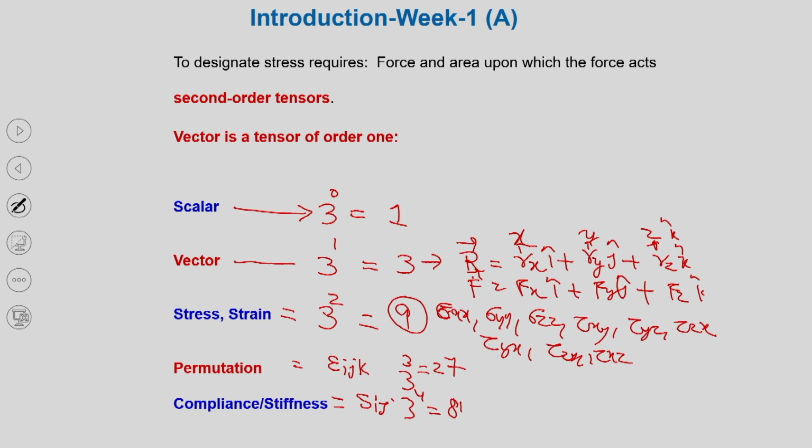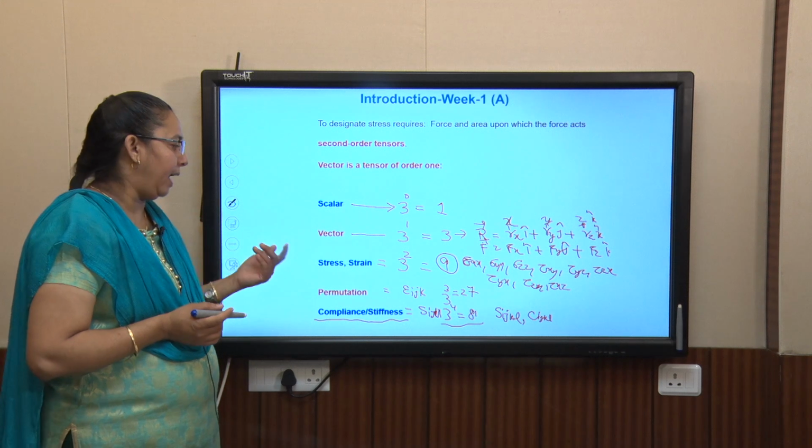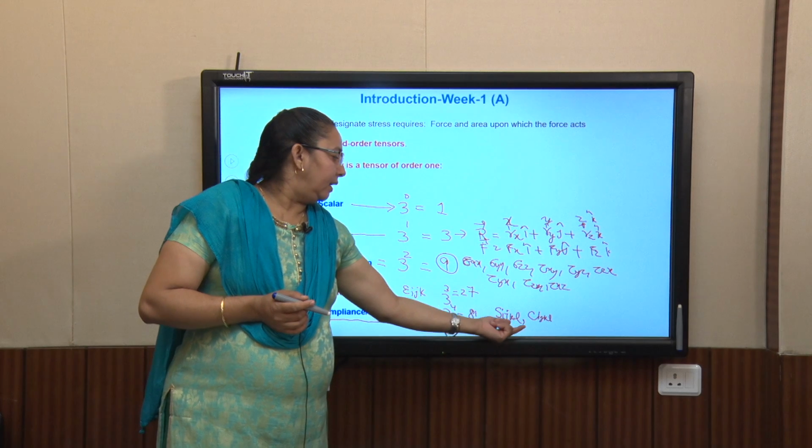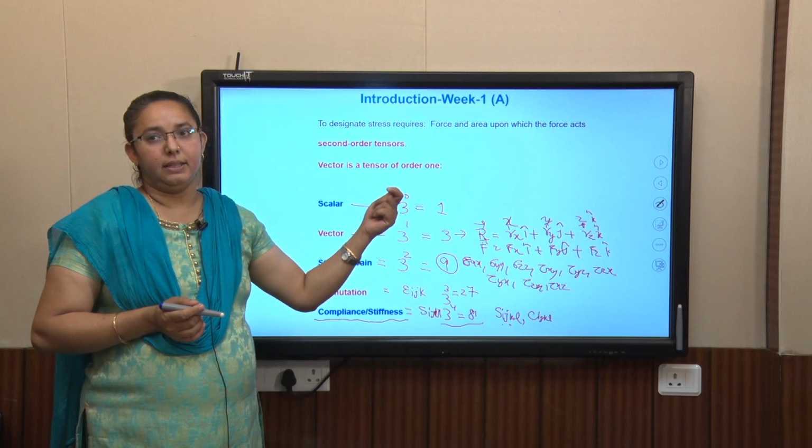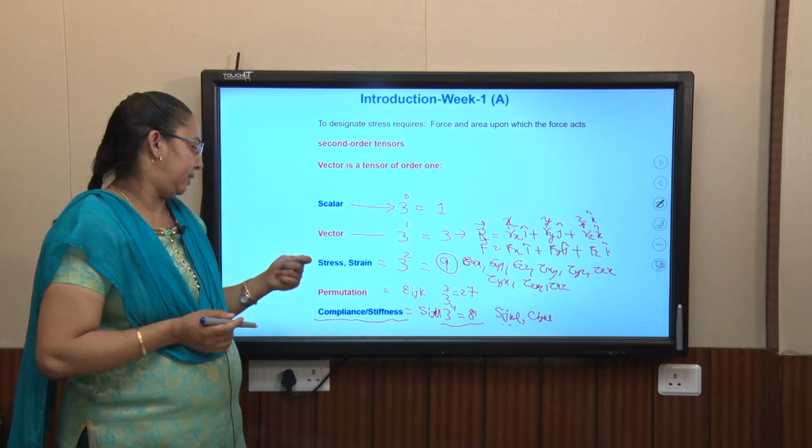Then the symbols, permutations or computations, require 27 components, and if we talk about compliance and stiffness, they require 81 components. So, basically we define S, I, J, K, L if we talk in terms of index. Whenever you find, generally in advanced theory books like theory of plates, these are written in terms of index. If you find 4 indices, it means it is a 4th order tensor and it will have 81 components.